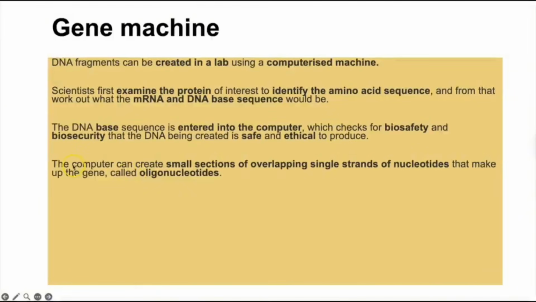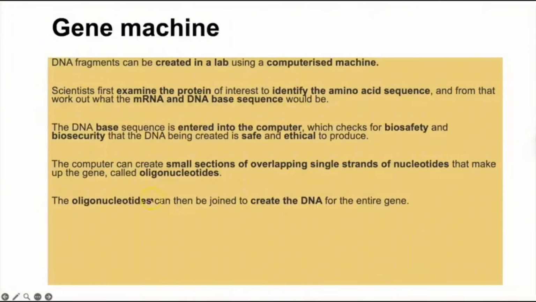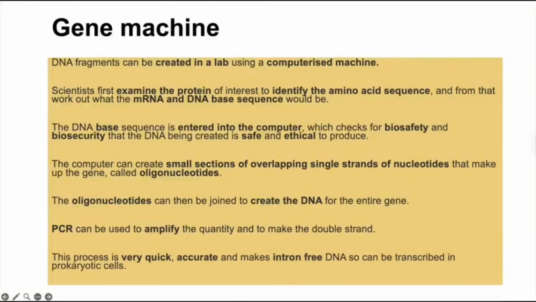Once those checks are in place, then the computer can create small sections of overlapping single strands of nucleotides, and these are called oligonucleotides. Those can then be joined to create the DNA for the entire gene. So once you've then created the entire gene, PCR is used to get large quantities and to make it double-stranded. So the advantages of this process are it's very quick, it's accurate, and you can design it to be intron-free as well.